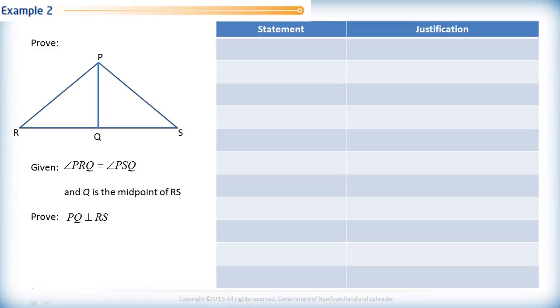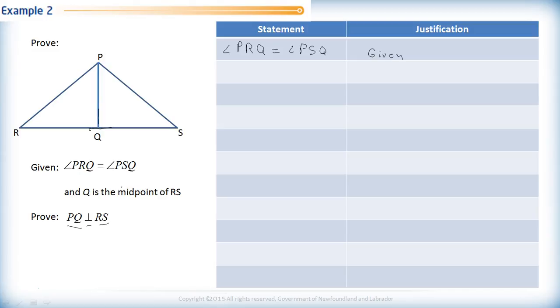All right, this one's going to take a little while. So this is a proof. We've got to prove that PQ is perpendicular to RS. So we've got to prove that this line and this line are perpendicular. Okay, so let's state our givens first. We have angle PRQ is congruent to angle PSQ. Okay, that was a given.